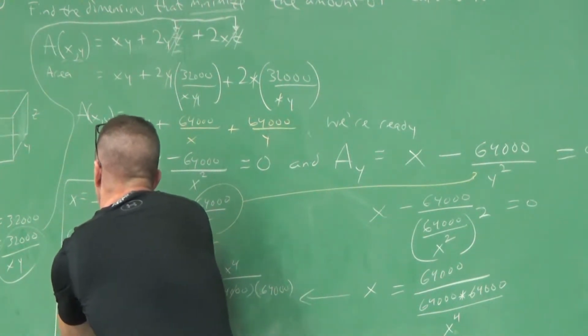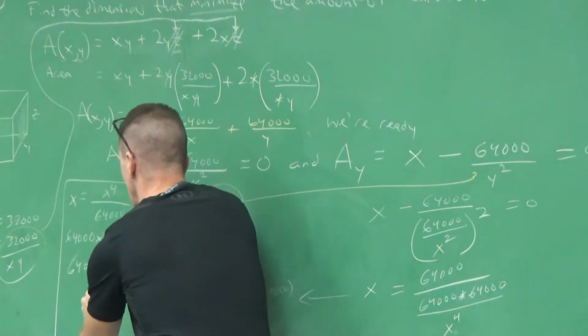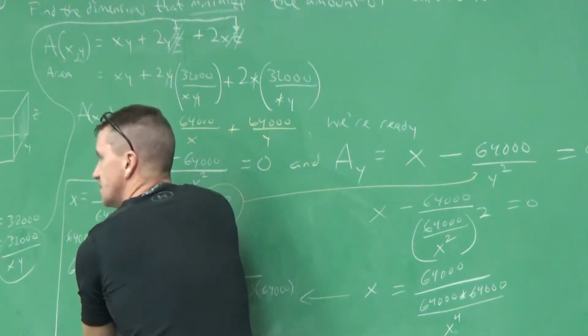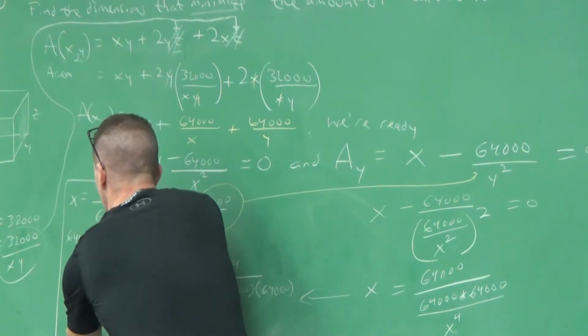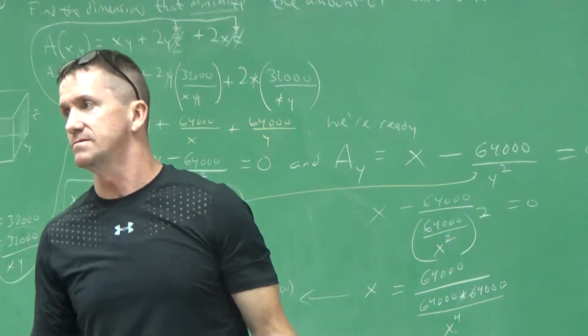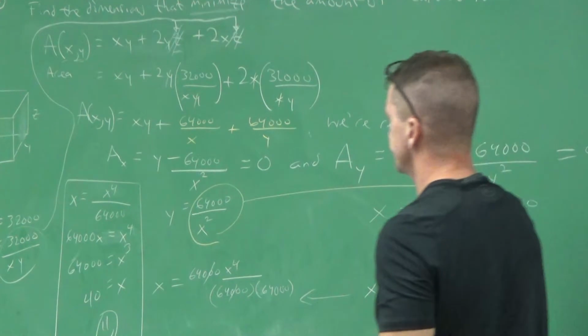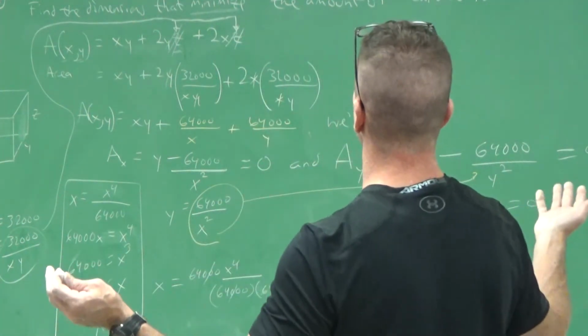64,000 equals x cubed. How do you solve that? Yeah, cube root. What's the cube root of 64,000? 40. This problem is solved. So now to get y and z, just do what? Put them in. Where do we put them though? It's a mess on this board.